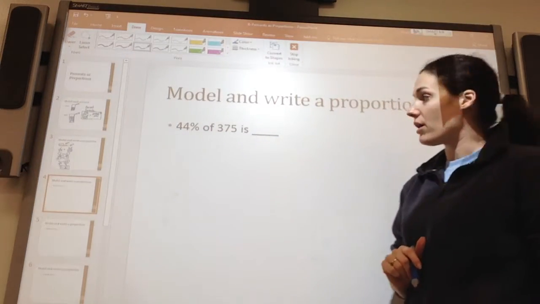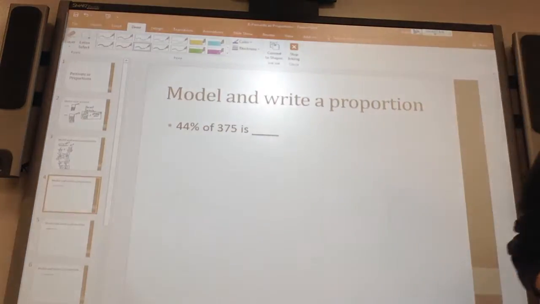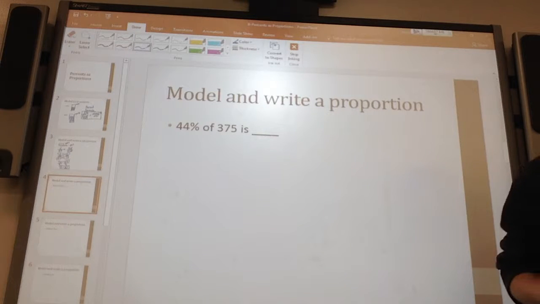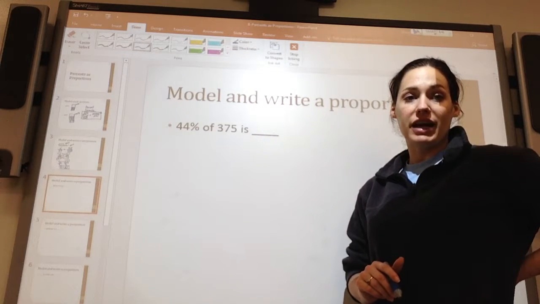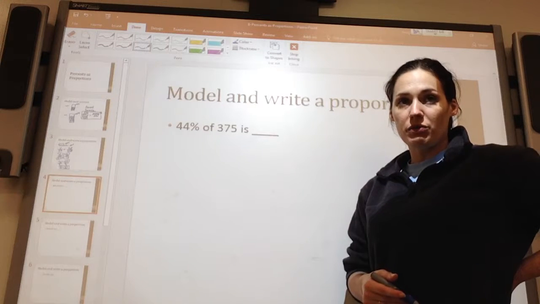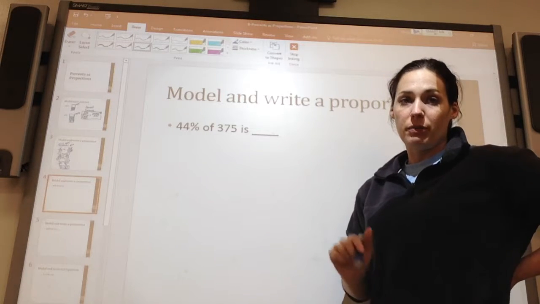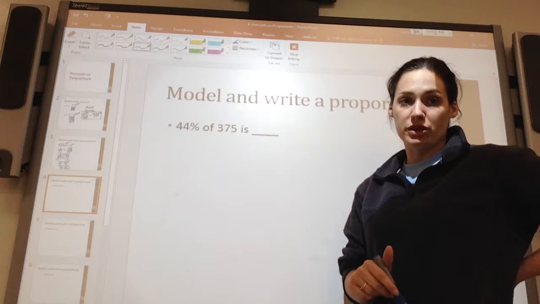Go ahead and copy this down. 44% of 375 is blank. If you could pause the video for just a little bit and see if each of you can figure out just how to write it. Only write it just in case you're wrong. But pause the video and write the proportion.